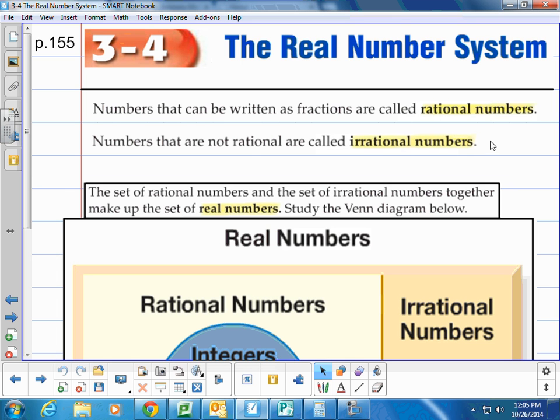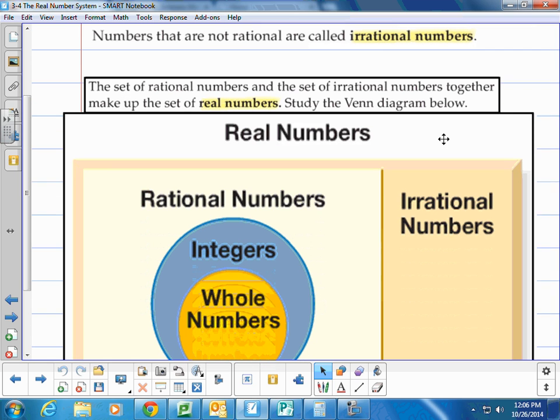There are numbers that are not rational, and when something's not, it's the opposite. We call them irrational numbers. Irrational numbers are numbers that cannot be written as fractions. So they would be non-terminating and non-repeating decimals. The set of rational numbers and the set of irrational numbers together, so all of the numbers counted up, make up real numbers.